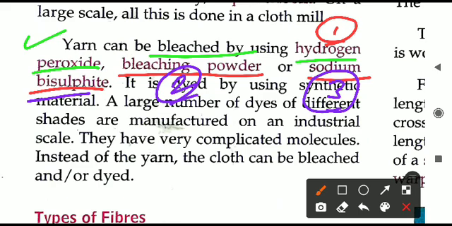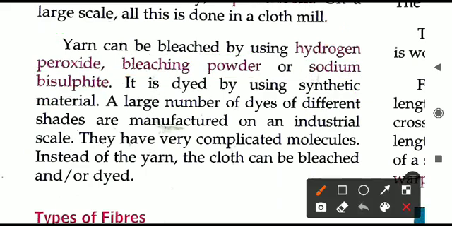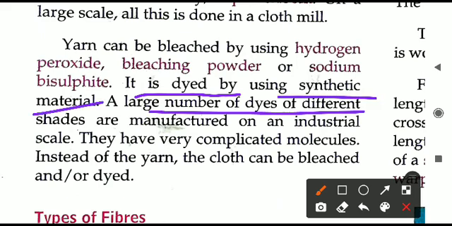The chemicals which are used for bleaching are as you can see on the screen. Numbers I have put there. All these three names: hydrogen peroxide, bleaching powder, and sodium bisulfite. All these three you have to learn. So then bleaching is over. After that, what will we do? Dyeing. How will we use the dye? So the dye is actually a synthetic material only, and there are a large number of dyes of different shades or different colors.